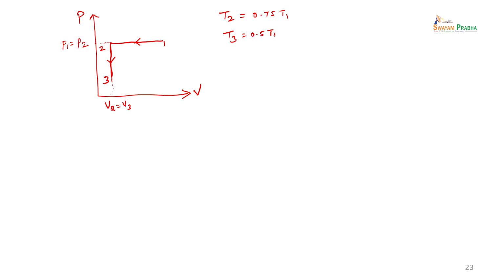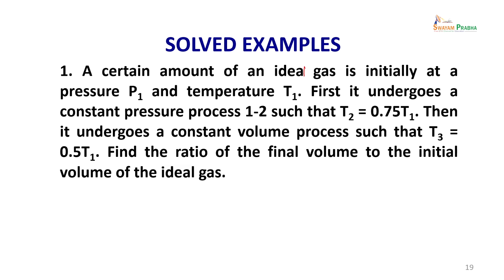T1. So, let us write the given data. T2 in terms of T1 is given as 0.75 times, and T3 in terms of T1 is also given. From process 1 to 2 we can write P1 is equal to P2, and from process 2 to 3 we can write V2 is equal to V3. So, find the ratio of the final volume to the initial volume of the ideal gas.